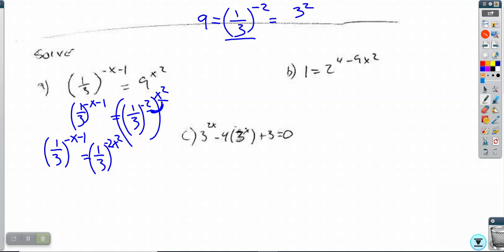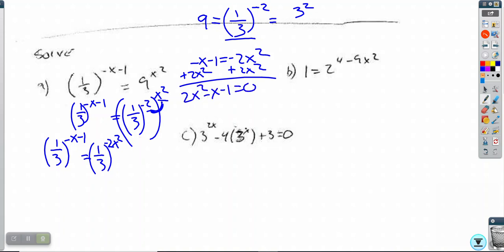So follow me on this one, folks. If we have 1/3 to the negative x minus 1 power is equal to 1/3 to the negative 2x squared power, then that absolutely positively has to mean that negative x minus 1 is equal to negative 2x squared. Okay, so let's solve the quadratic. Plus 2x squared, plus 2x squared, and that's going to get us 2x squared minus x minus 1 is equal to 0.